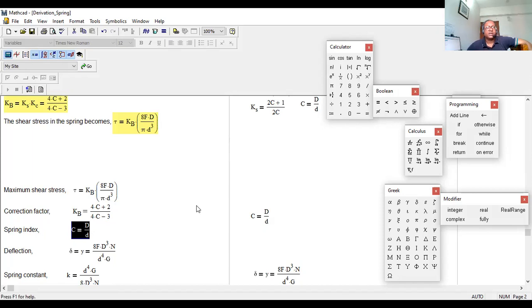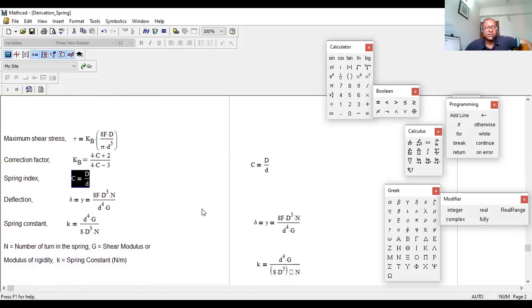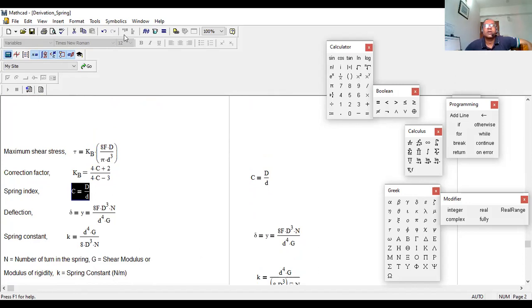Now we need to figure out one thing: what is the deflection in the spring? It is figured out by another formula. Let's see what we have in the slide.